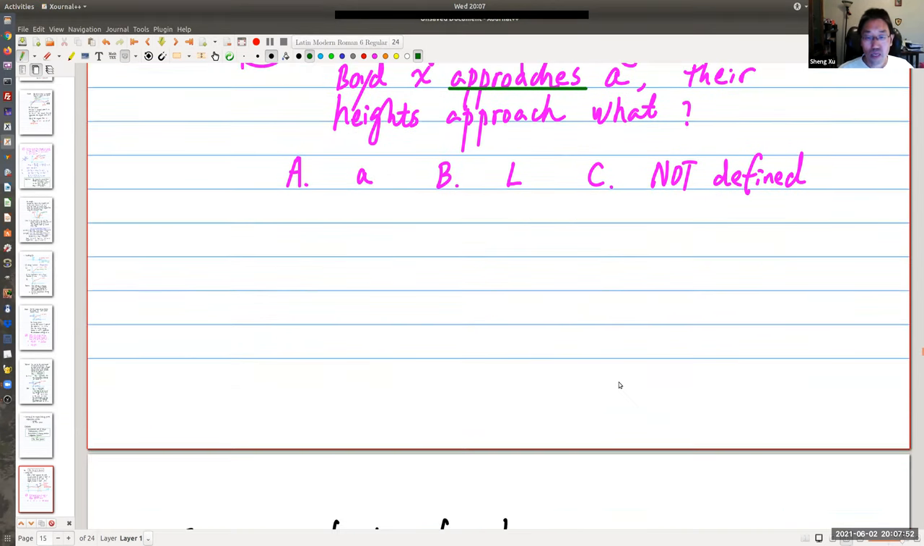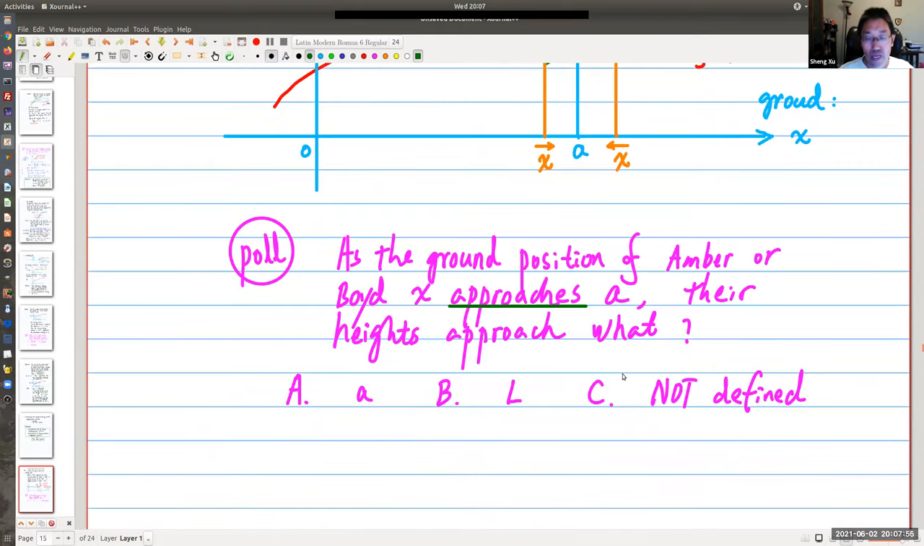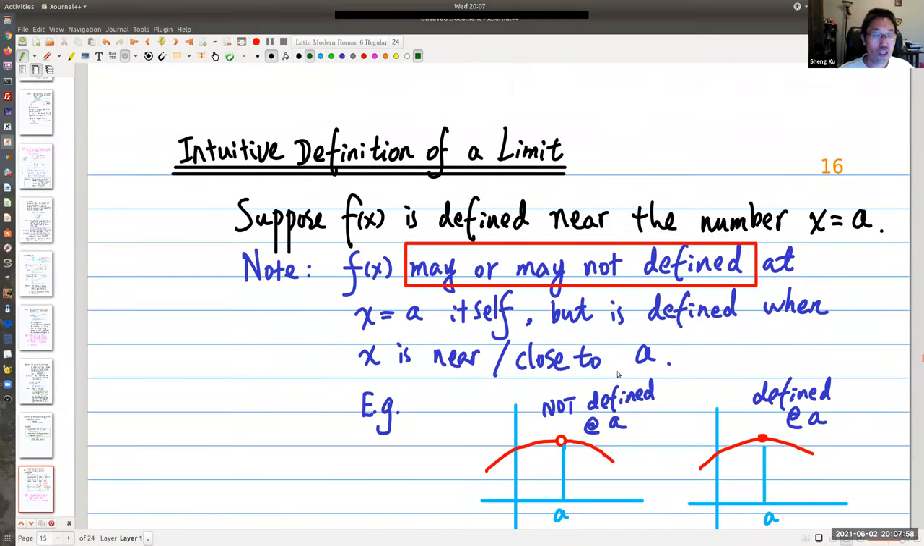So this problem actually already illustrates the intuitive definition of a limit. I think it's not that hard to understand intuitively. So here is my definition of a limit. As a mathematician, we don't like this definition, but it's very good for us to understand the concept of limit. And later on, I will show you the rigorous, or say the precise definition of a limit. So here's the intuitive definition.